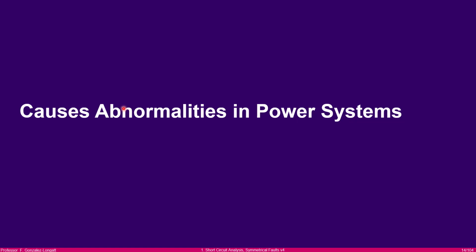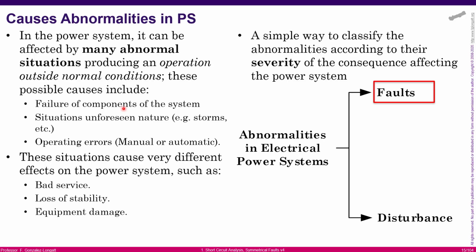Now we are clear that we have the normal operation of the power system, and then we have some states that represent abnormalities inside the power system, okay? What are the typical abnormalities inside the power system? The first thing that you must understand is those abnormalities are coming from many different causes, okay? There is a possibility that the abnormality inside the power system can come from a fault or a failure of one of the components inside the power system.